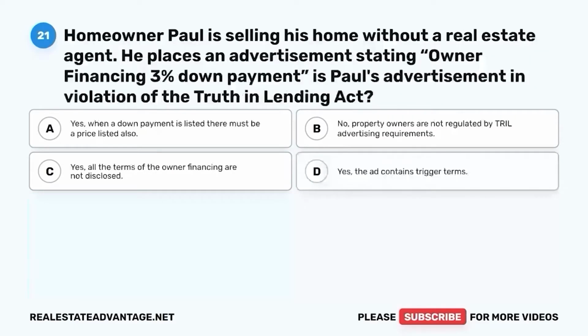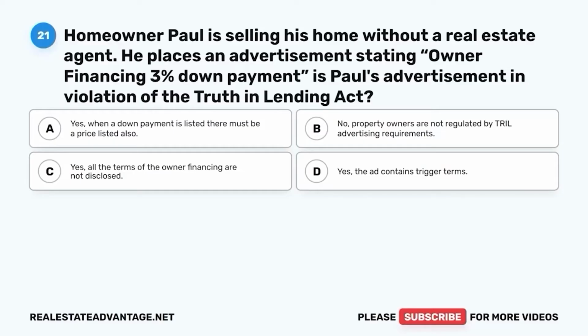Question 21. Homeowner Paul is selling his home without a real estate agent. He places an advertisement stating, "Owner financing, 3% down payment." Is Paul's advertisement in violation of the Truth in Lending Act?